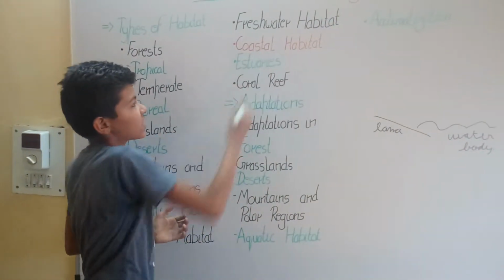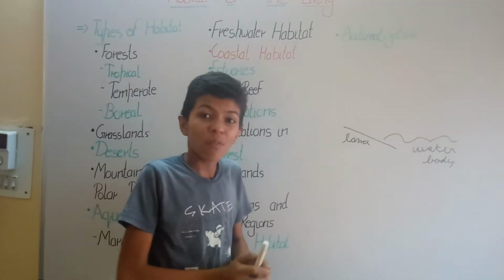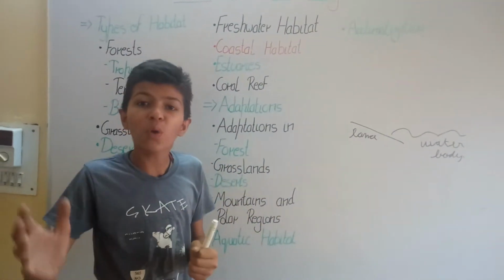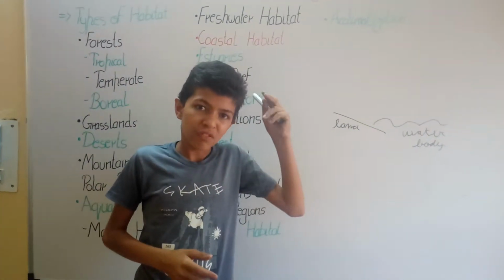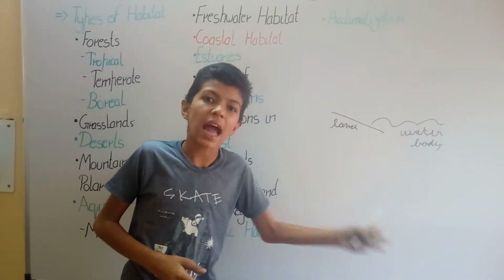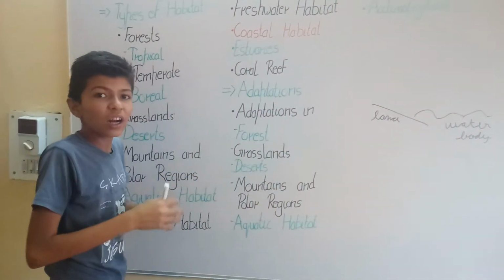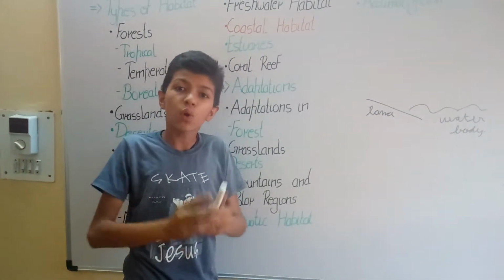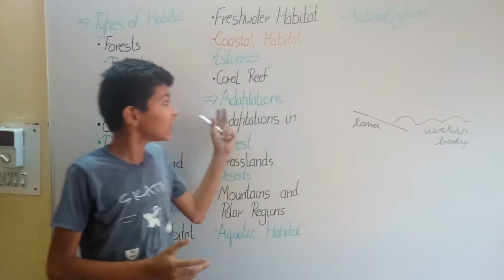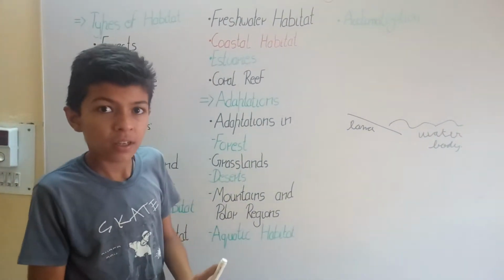Then we have estuaries. What are estuaries? Estuaries are the areas where salt water from oceans or seas mixes with the fresh water from the lakes and ponds. Then there are coral reefs. What is a coral reef? Coral reefs are found in the oceans and seas. Coral reefs are reefs which are formed by corals.